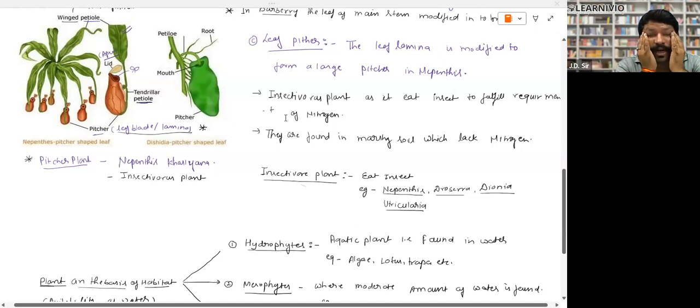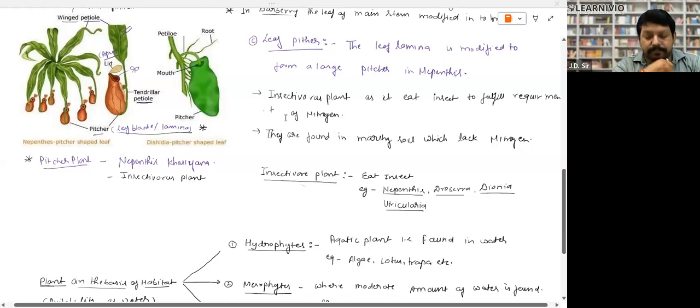They are found in marshy regions where the soil is deficient in nitrogen. Full stop.